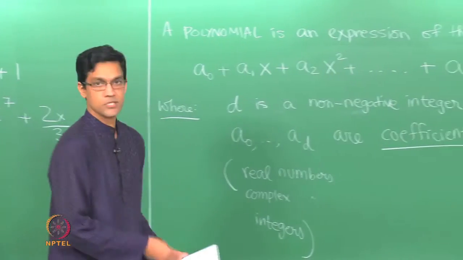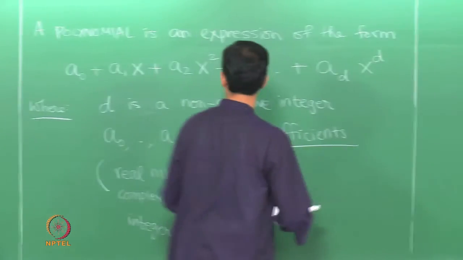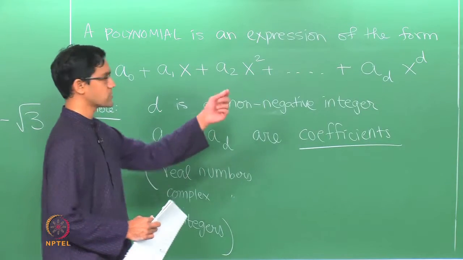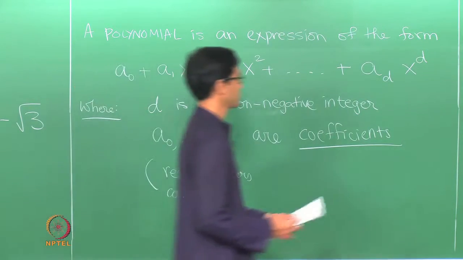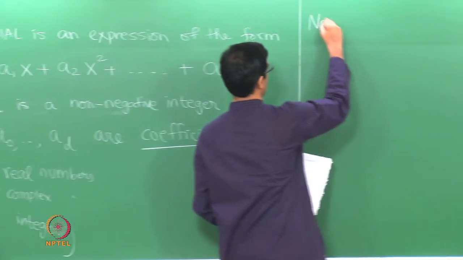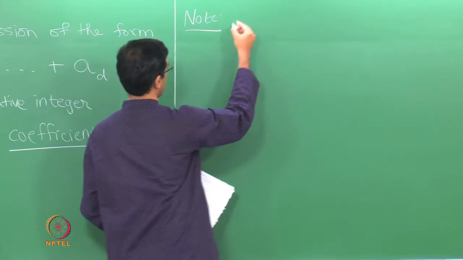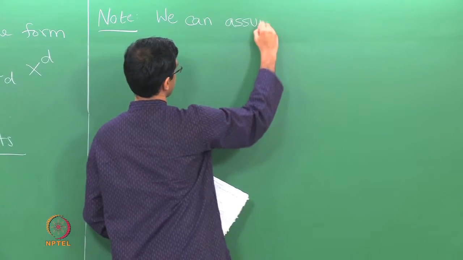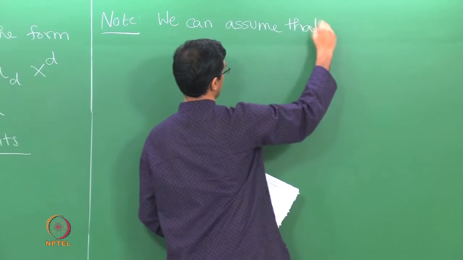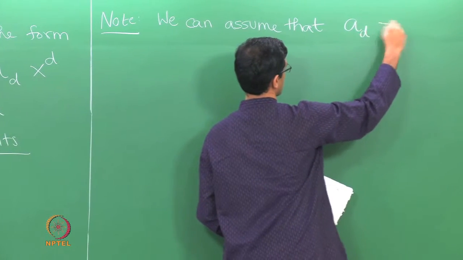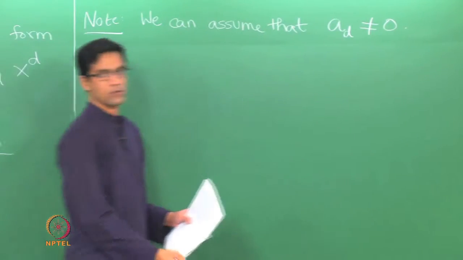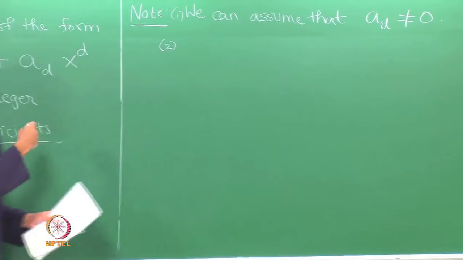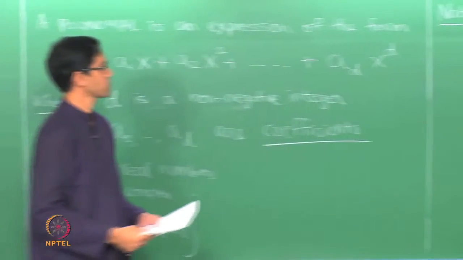Now, this number d here: observe that when you have a combination of powers of x, you can always assume that d is the largest power of x which appears. Here are various small observations. Note that we can assume that ad is not 0. That is the first observation. We can always assume that d is the largest power which appears.